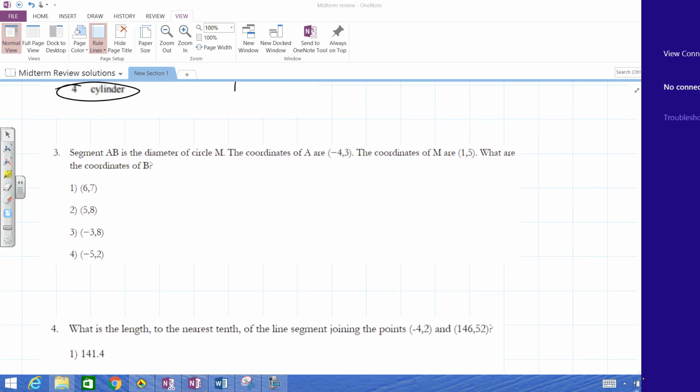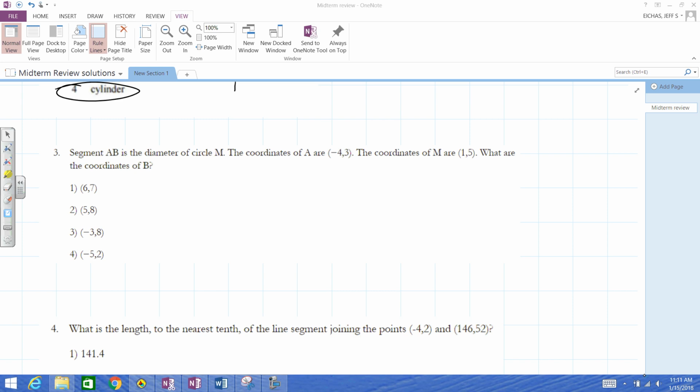All right, segment AB is the diameter of circle M. Okay, so let's try to make, not bad. When they say circle M, they mean the center of the circle is M. Okay, let's see. The coordinates are -4, 3. Okay, so here's what I'll do. I'll get on the graph.